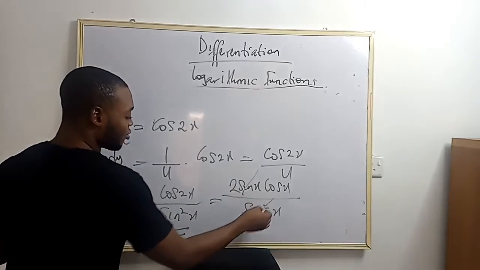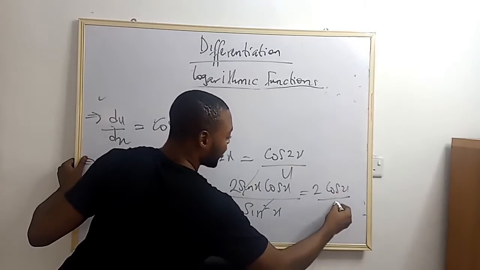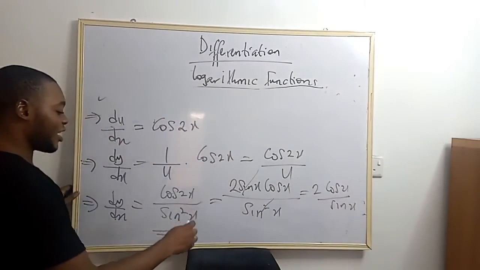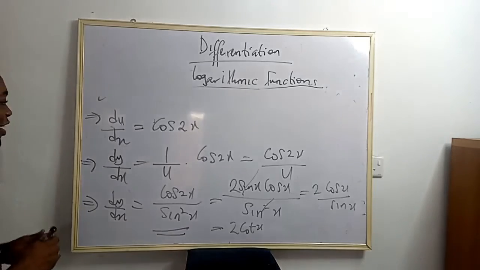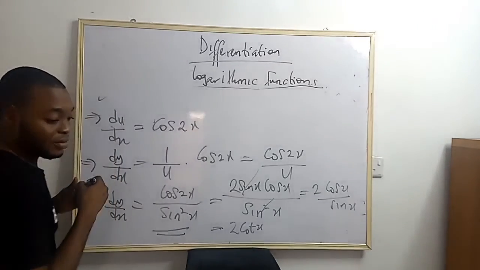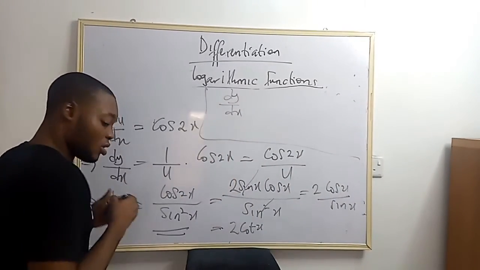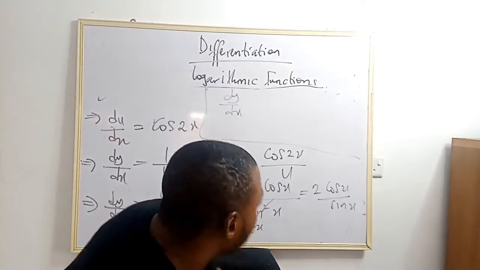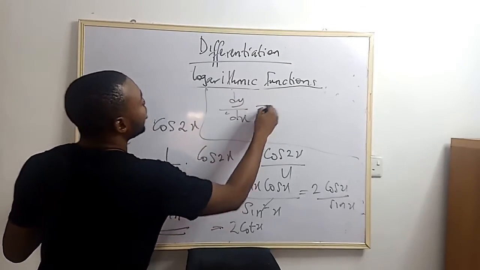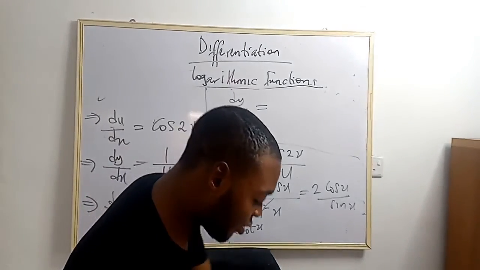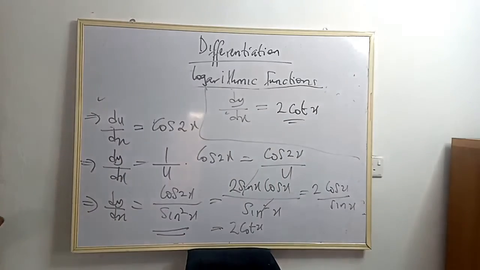From here now, sine x cancels sine x. So then we have 2 cos x over sine x. Cos x over sine x, that's what? Cot x. So that means we have 2 cot x. So that means dy/dx will be equal to 2 cot x. That's dy/dx. So this is what we're going to solve in this class.